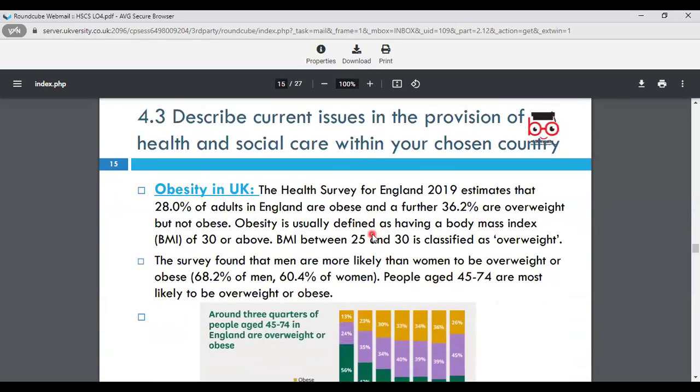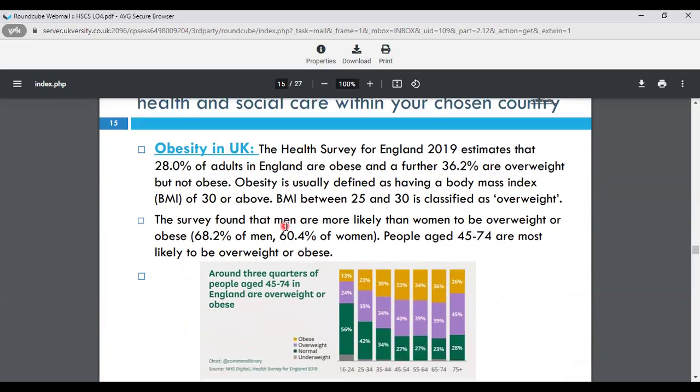So let's talk about obesity in the UK. The Health Survey for England 2019 estimates that 58% of adults in England are obese, which is a big percentage, and a further 36.2% are overweight but not obese. So obesity is defined as someone having a body mass index or BMI of 30 or above, and a BMI between 25 and 30 is classified as overweight. This is for an adult.